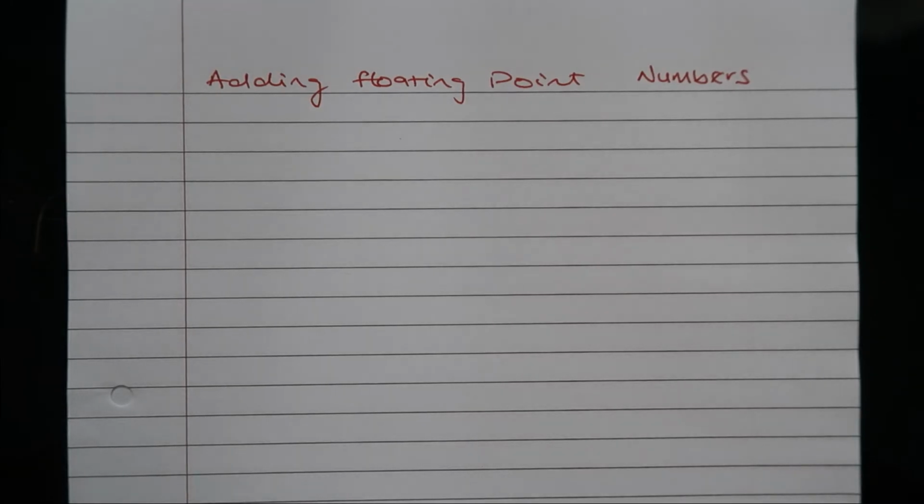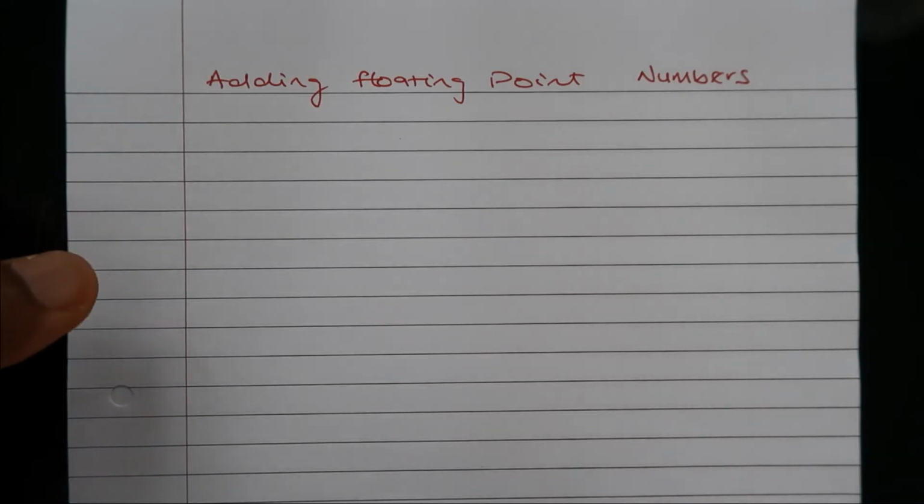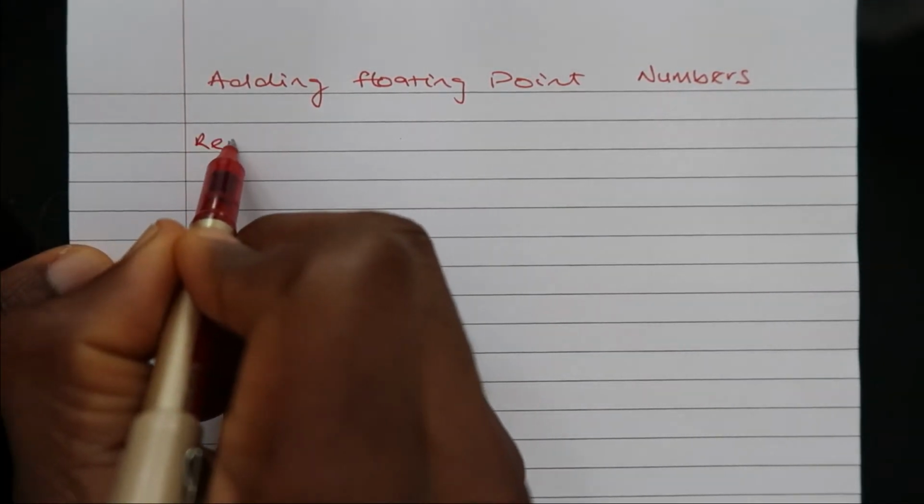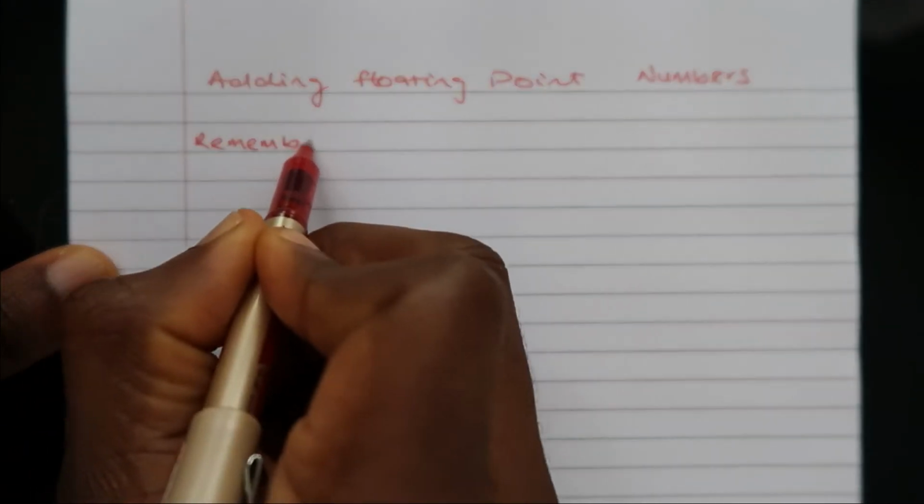Hello everyone and welcome. In this video, we'll be looking at how to add floating point numbers. Again, our examples will have a 10-bit mantissa and a 6-bit exponent. Before I look at a typical example, I want to remind you of something you would normally do in maths.